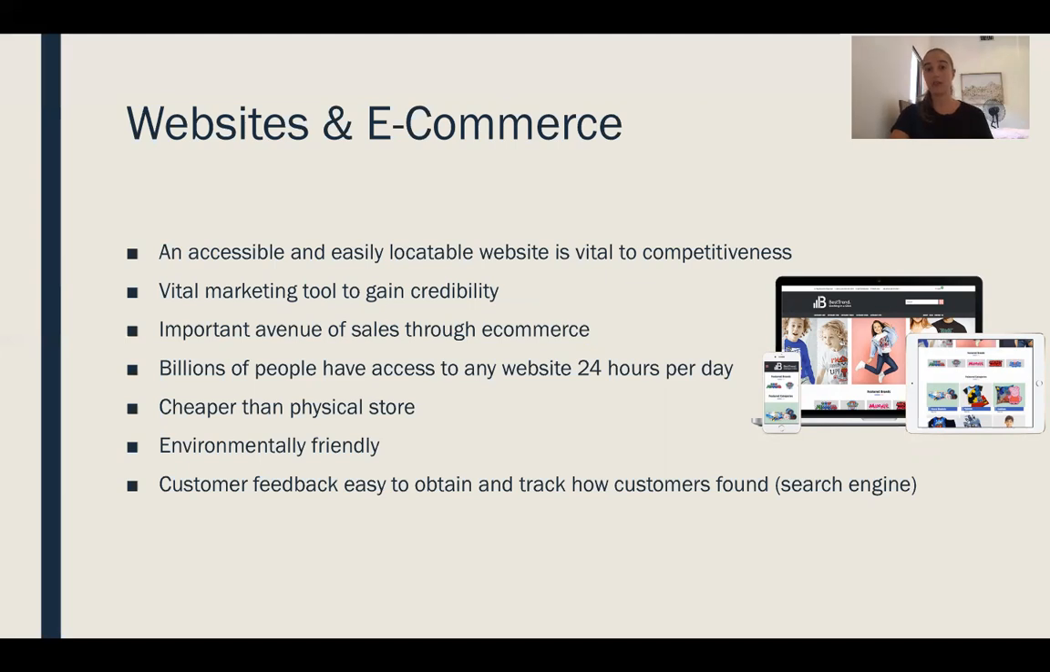Websites and e-commerce are obviously a very essential tool for a competitive advantage because it allows a business to gain a global audience and they can attract sales 24 hours a day. Also, they don't have to pay for rent and physical labor, so it's a lot cheaper to operate. As well as it being environmentally friendly, from the lack of pollution and the lack of waste and that kind of thing. Another good thing to mention about websites and e-commerce is that you can track how your customers have found you. You can obtain customer feedback easily and retarget customers through marketing and that kind of thing. So it's a great way to gain and attract sales.